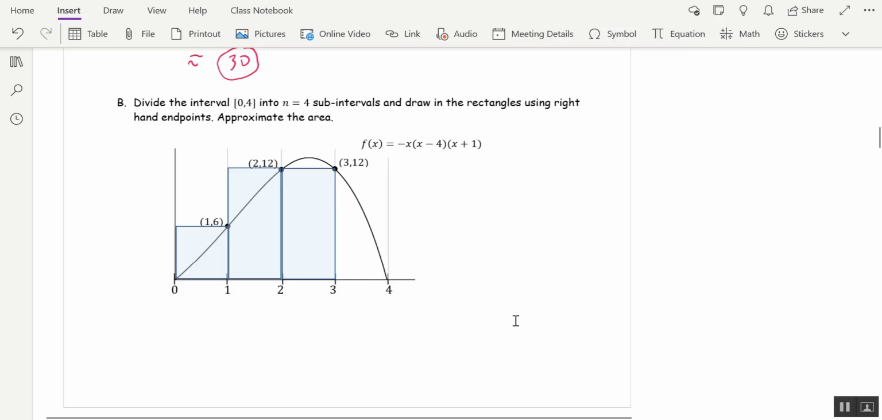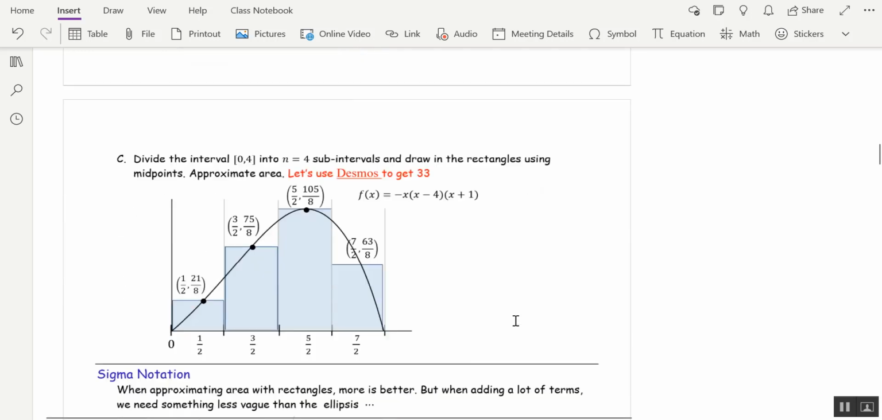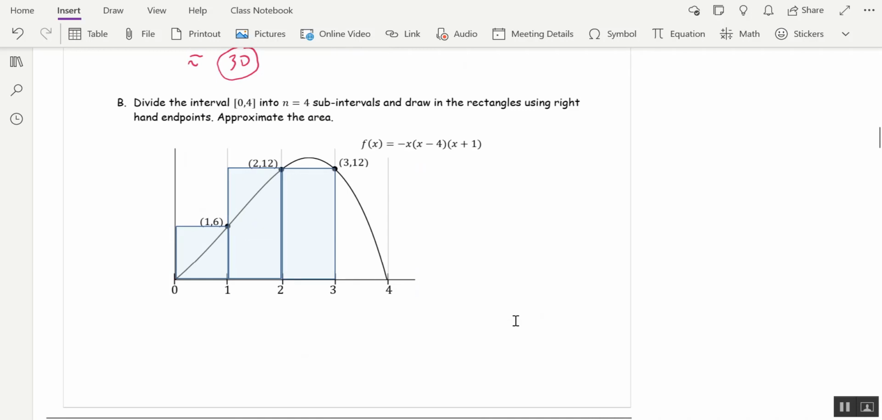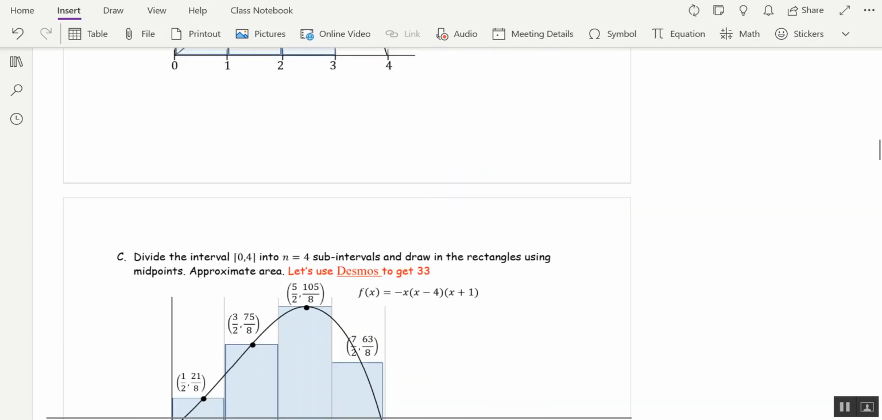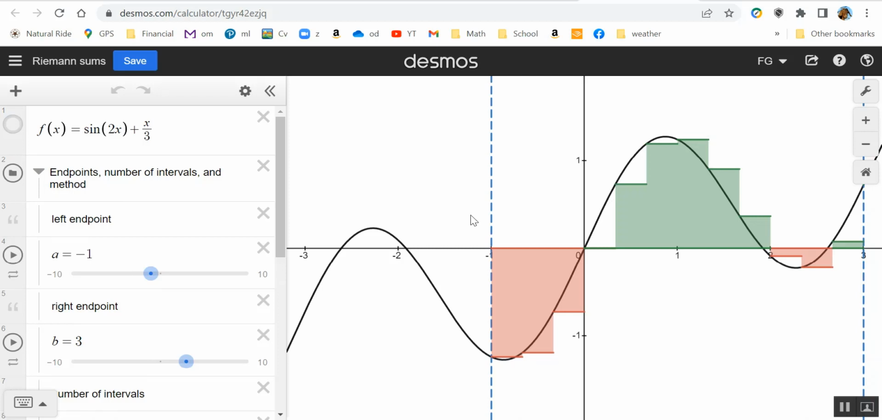The next 2 pictures you'll see are me approximating the area under the curve using right-hand endpoints and using midpoints. And we'll see in a minute that this area approximation is the same as the last example. And then this one, we get 33. So let me show you the app that gives you that. And again, there's a link to this in your homework in the problems that require Riemann sum calculations.